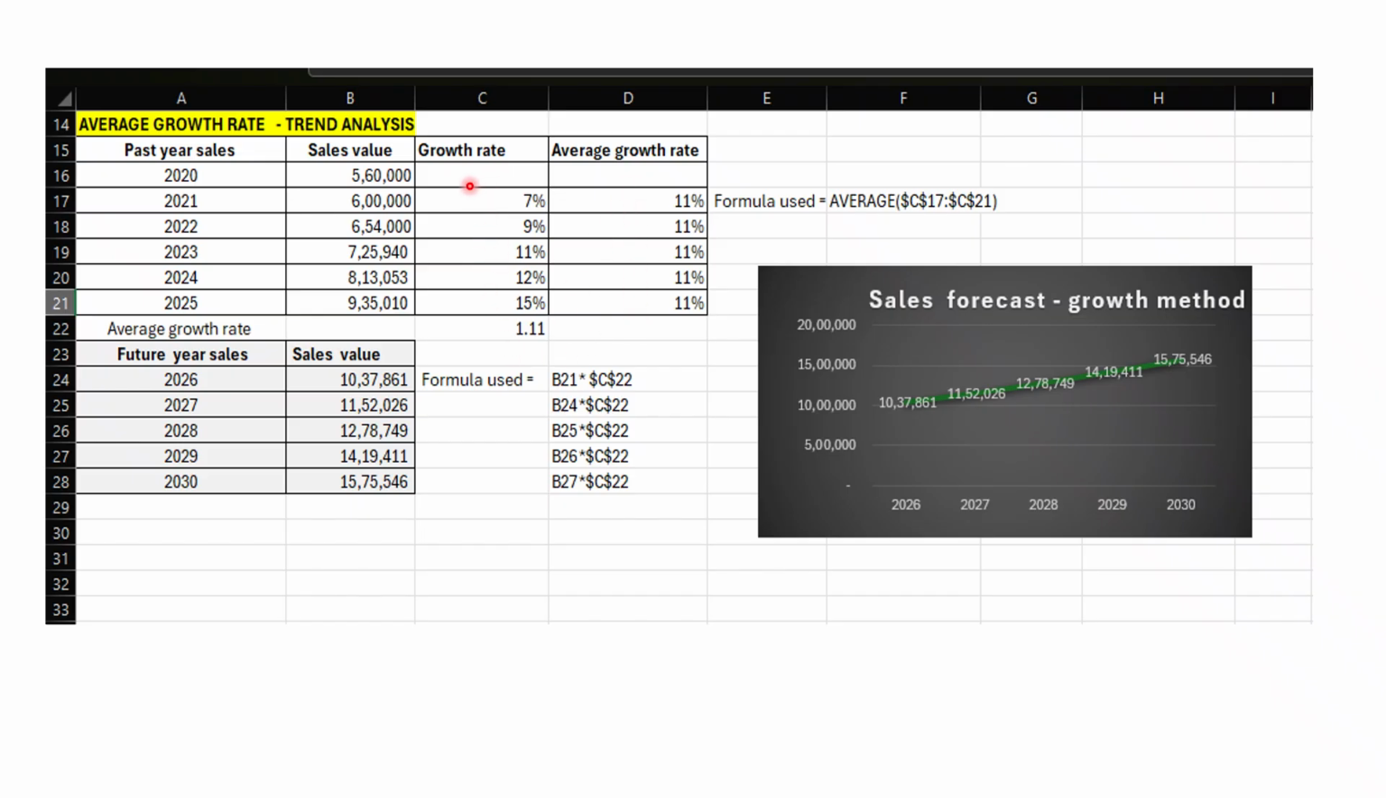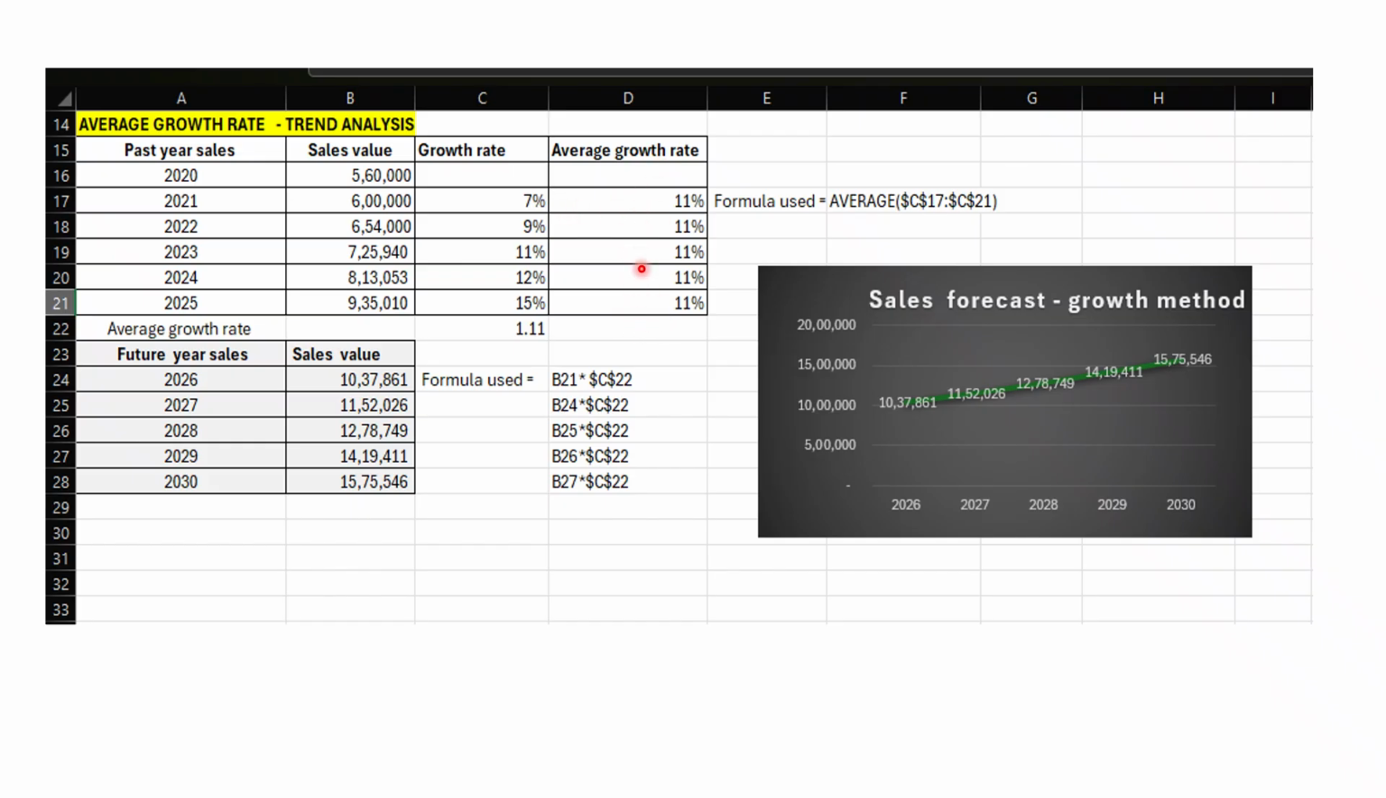I will clearly explain it another time. For the year 2022, the sales is 6 lakh and 54,000. For the year 2021, it is 6 lakh. Then how much did my sale rise? 6 lakh and 54,000 minus 6 lakh, divided by 6 lakh, into 100. It gives me 9 percent. Likewise, for every year I'm checking. So for 2021, it is a 7% rise. For 2022, it is a 9% rise. For the last 5 years, I'm taking the growth rates and taking the average. Here it comes to 11 percent.